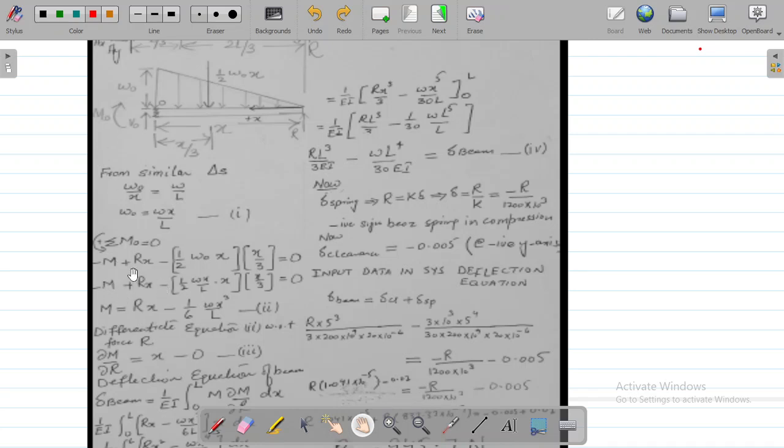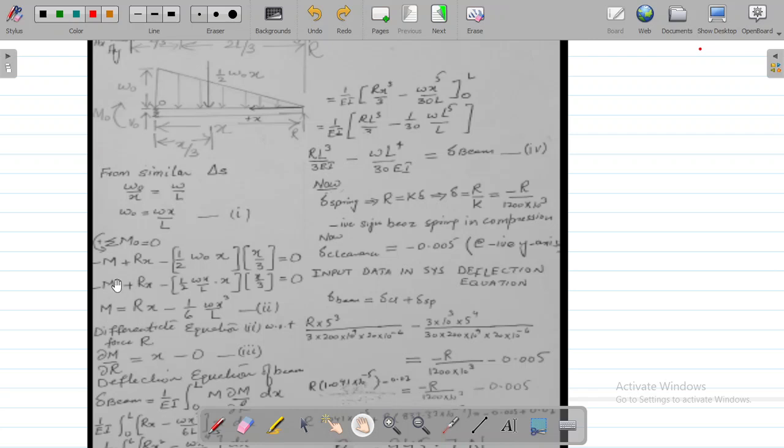So minus M plus R into x, minus this force, half omega naught x, and this force's moment arm will be x by 3. This is x by 3. So now what we can say is that minus M plus Rx minus this force half omega naught x, and this omega naught can be given as omega x upon L. We can put it over here into x into the moment arm x by 3.